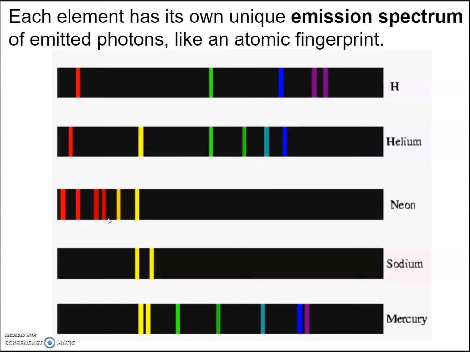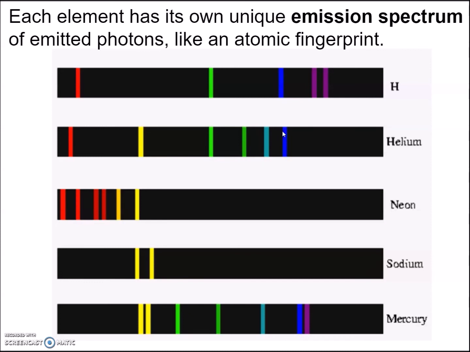And it's very, very specific. So the difference, for instance, between hydrogen's blue and helium's blue, we would have trouble telling the difference with our own eyes, but a computer can tell the difference. So it's a very precise way of identifying an element.